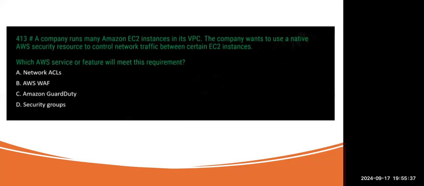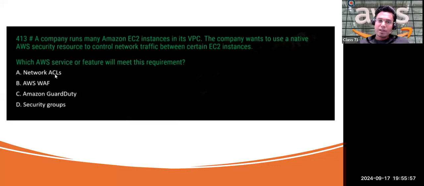Because security group is, wait a minute. It says the company wants to use a native AWS security resource to control network traffic. So network access control list is for network, am I correct? It's for subnet level, because the VPC is a network. Inside the VPC we have a subnet, and inside the subnet we have an EC2, and inside the EC2 we have a web application firewall for the application.